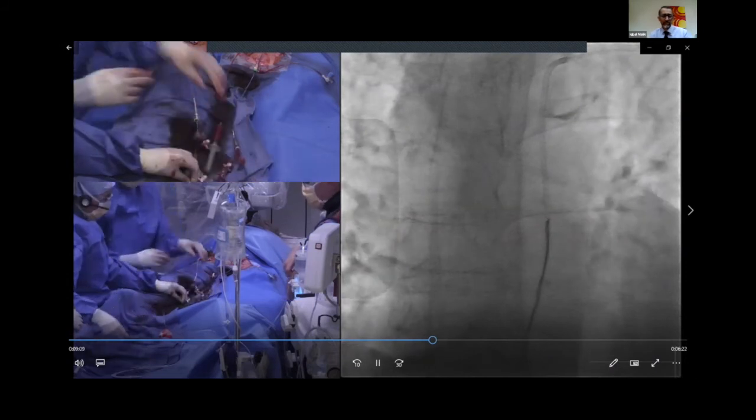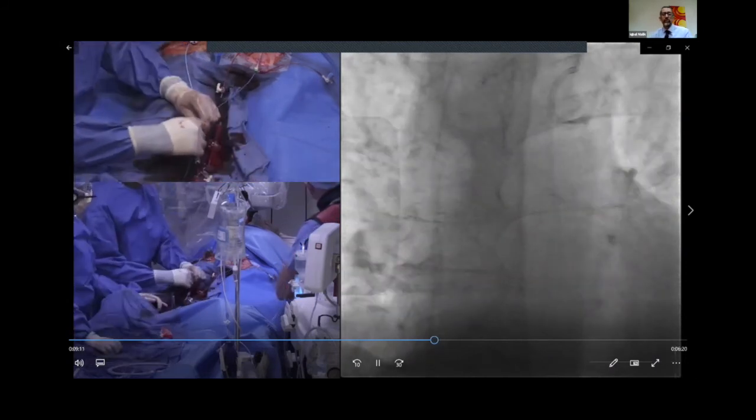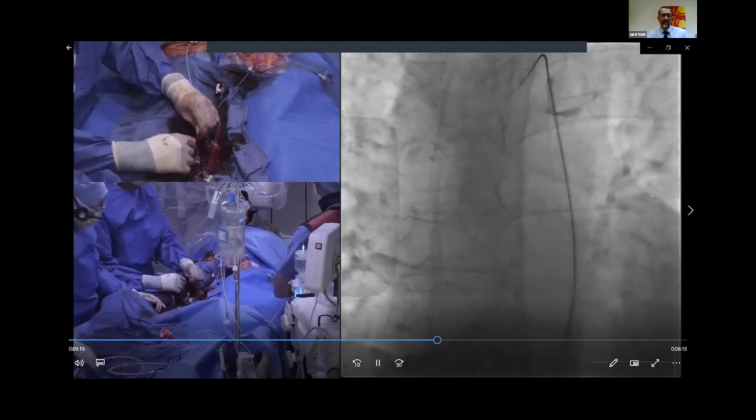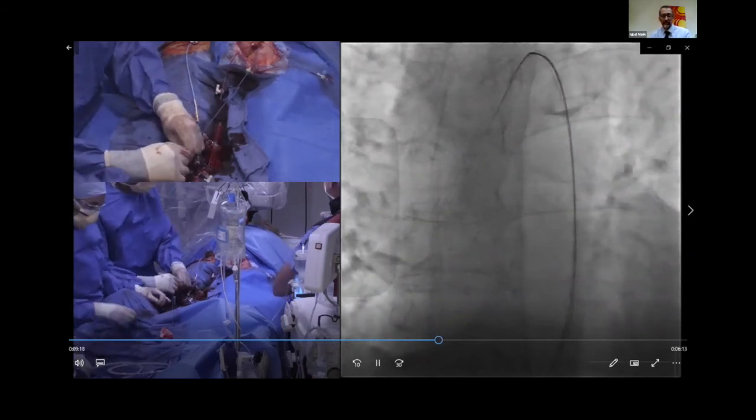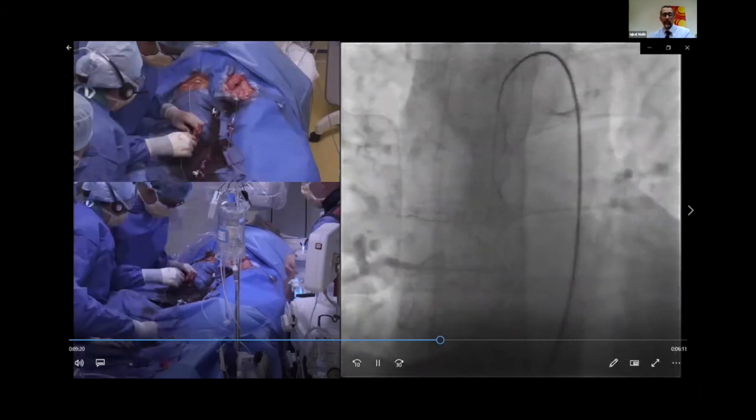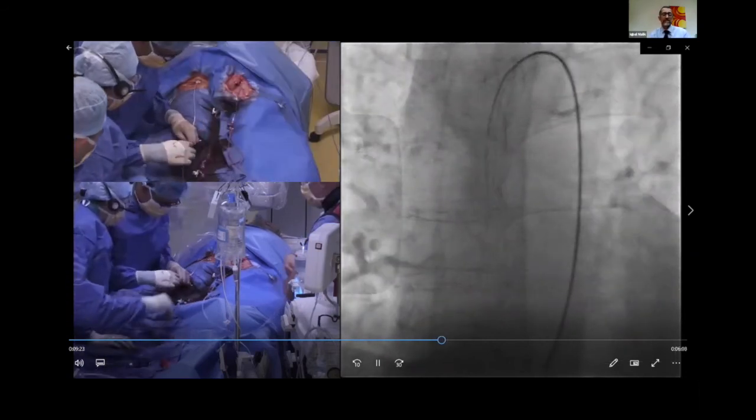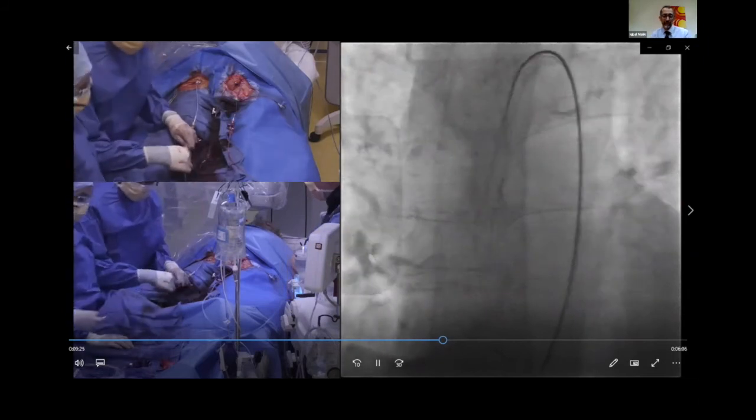Once we've ballooned, then on that rail, which we've taken all the way upwards to the ascending aorta, we were then able to get our Navi cross through, then our guide through, change over to a stiff wire, and then it becomes a pretty straightforward TAVI procedure from that point onwards.